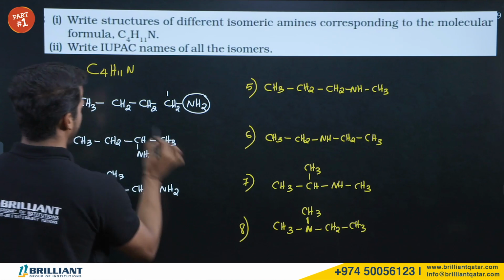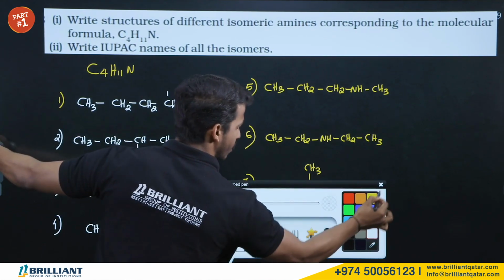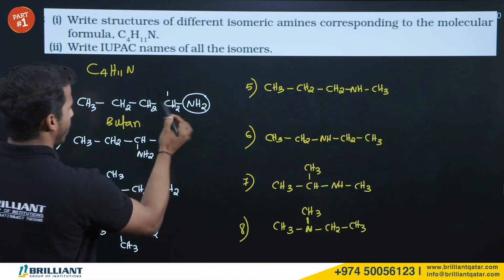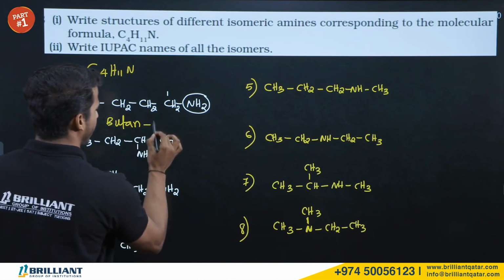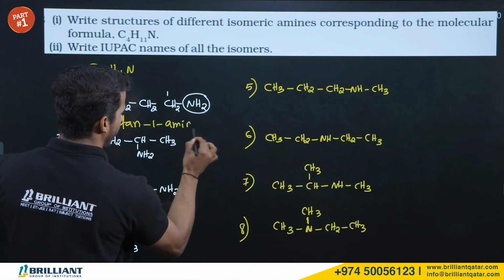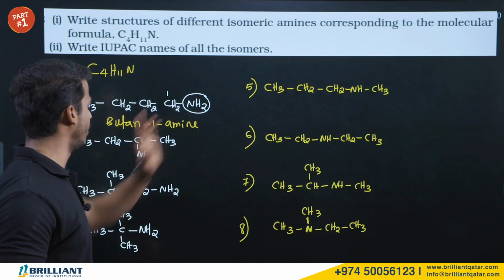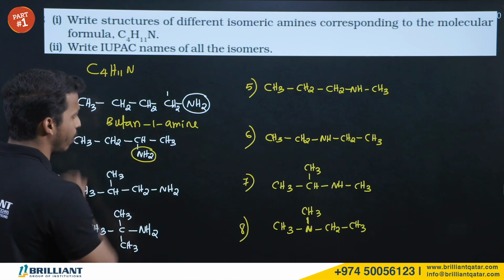So number 1. I can say the name of the compound as butane. In total there are 4 carbons, right? So butane-1-amine, or you can say butanamine. Butane-1-amine. Similarly, what is the name of this compound?